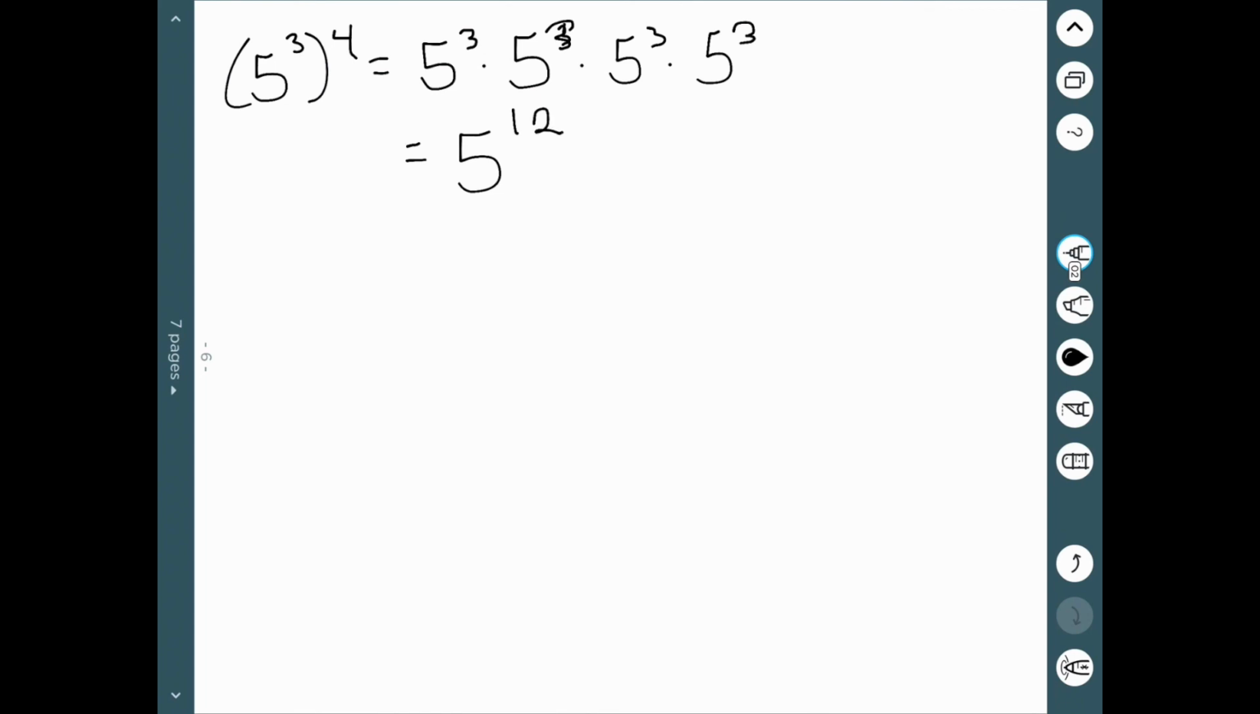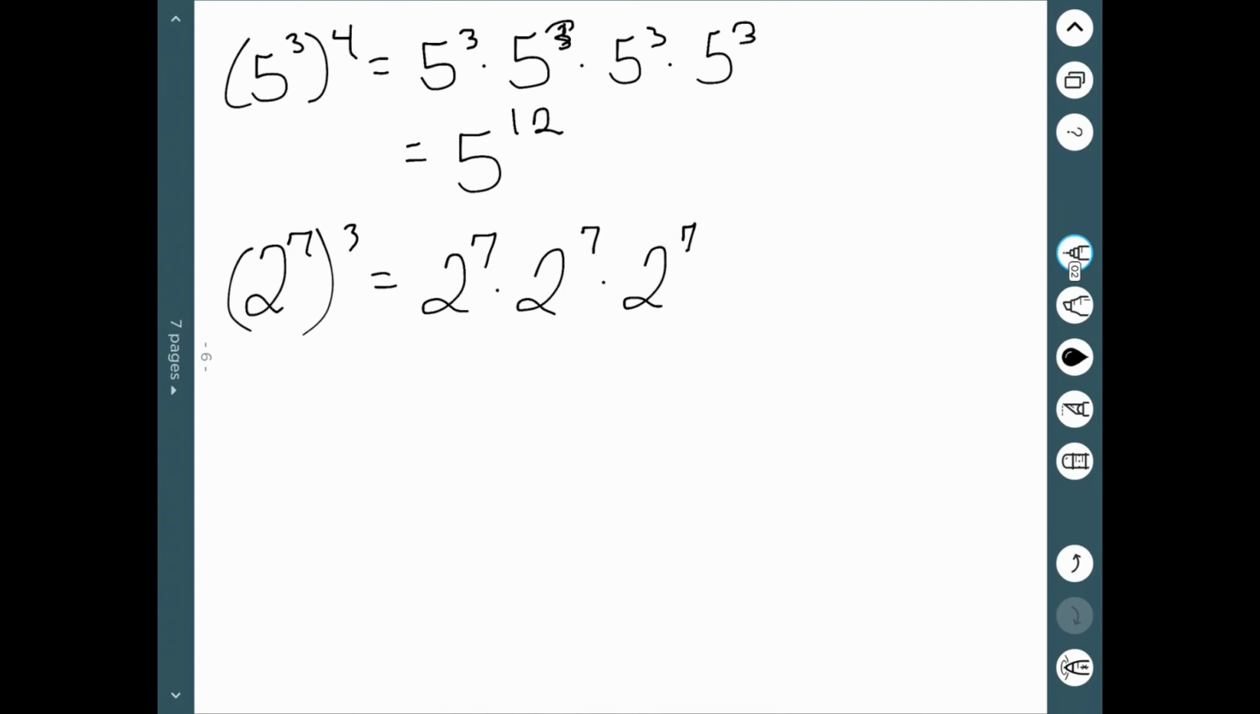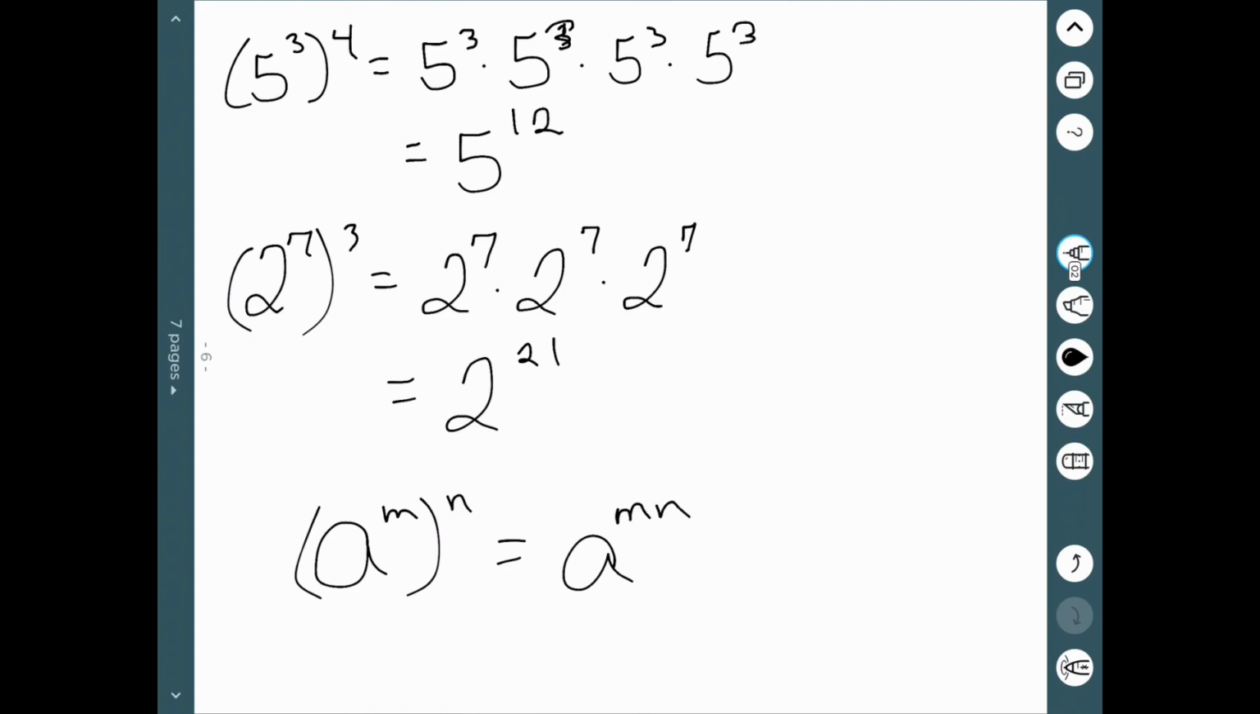What about another example? Here I have 2 to the 7th to the 3rd power, so we multiply it by itself 3 times. 7 plus 7 plus 7 is 21. And in general, if we want to raise a power to a power, it's the same thing as multiplying. And you'll notice this sticks true at the top too. 3 times 4 is 12, and 7 times 3 is 21.